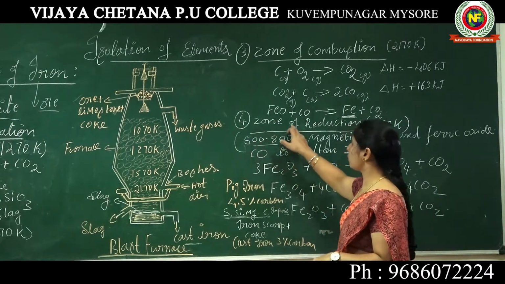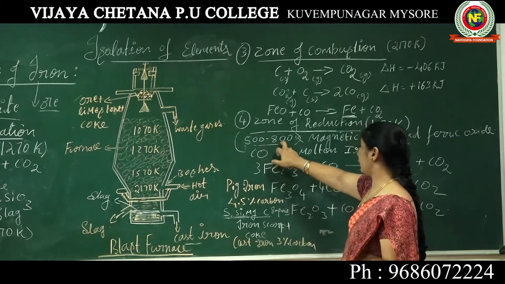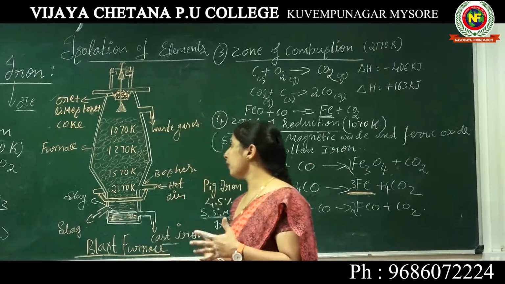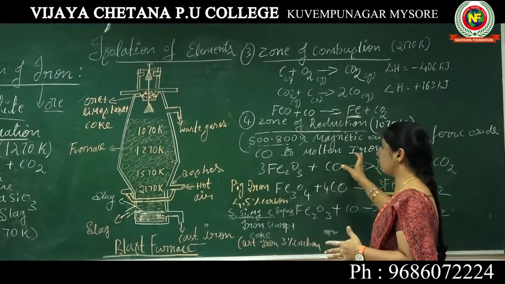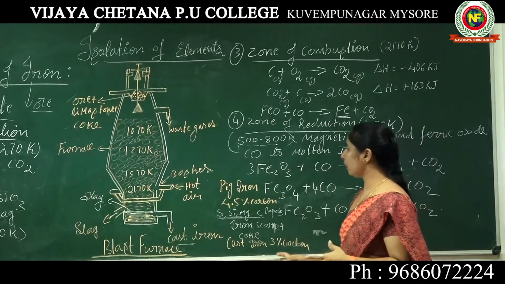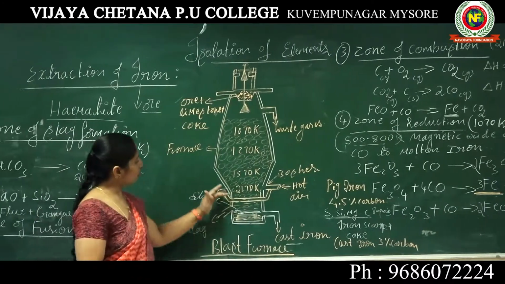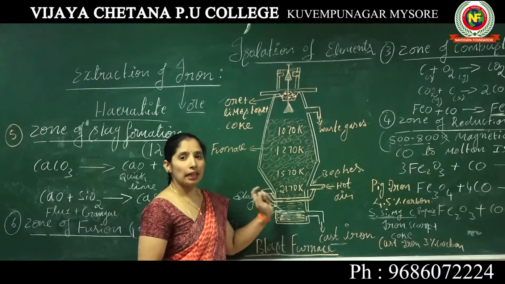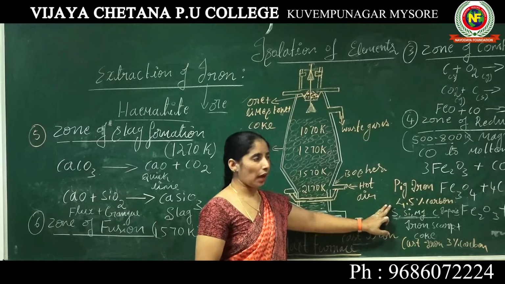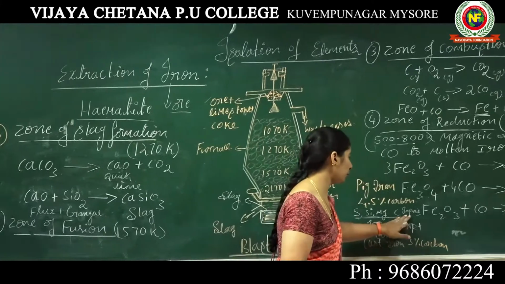Then come to the fourth one, the zone of reduction. It takes place at 1070 Kelvin. At a temperature of 500 to 800 Kelvin, any magnetic oxide or ferric oxide present will be reduced with carbon monoxide, forming molten iron. So hence we get the molten iron. This molten iron formed at the top, the spongy iron, comes down and settles at the bottom of this furnace. That iron we call pig iron. The pig iron contains 4.5% of carbon and other impurities like silica, sulfur, magnesium and carbon.